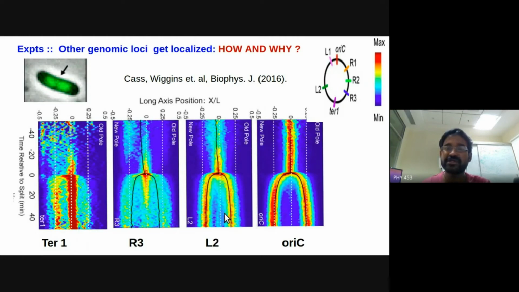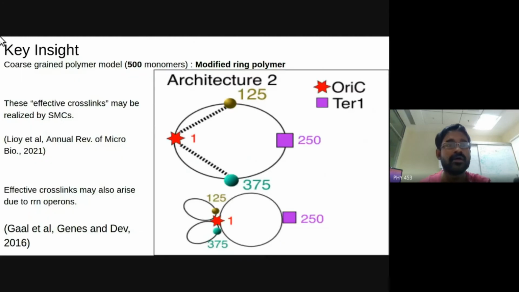However, the question is, can the entropy model be modified suitably so as to obtain such unique localization patterns for these loci? The answer is yes. The key insight that we offer is that we take a polymer model of 500 monomers, and it's a ring polymer, but now we modify the ring polymer suitably such that one has three loops, such that the ring polymer now has an internal looped structure as well.